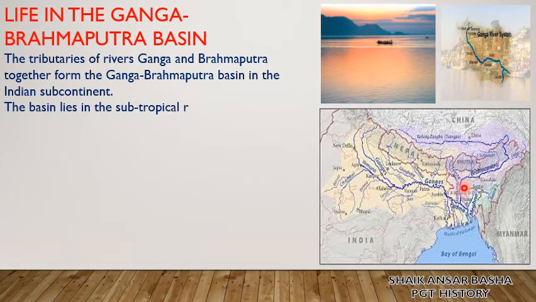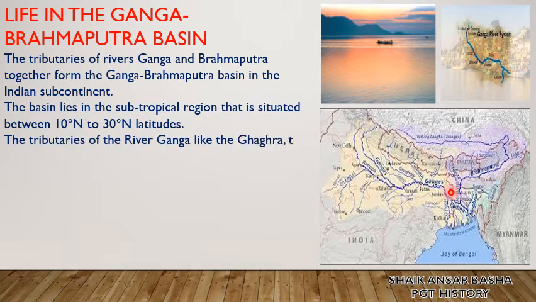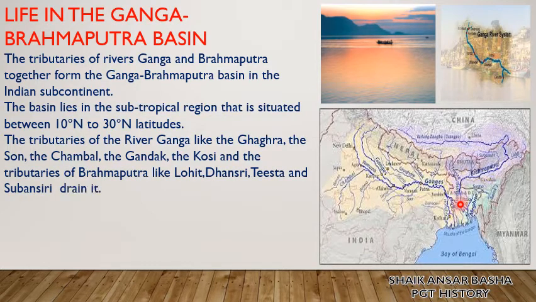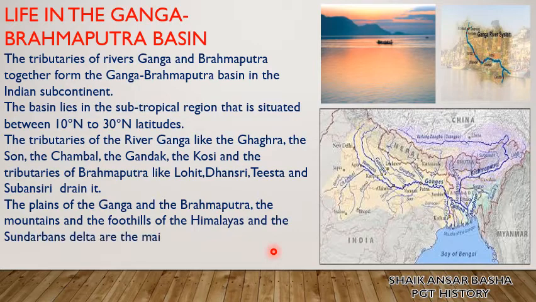The basin lies in the subtropical region that is situated between 10° north and 30° north latitude. The tributaries of the river Ganga, like the Ghagra, the Son, the Chambal, the Gandak, the Kosi, and the tributaries of Brahmaputra like Lohit, the Dhansiri, Tista, and Subansiri drain it. The plains of the Ganga and the Brahmaputra, the mountains and the foothills of the Himalaya, and the Sundarbans Delta are the main features of this basin.